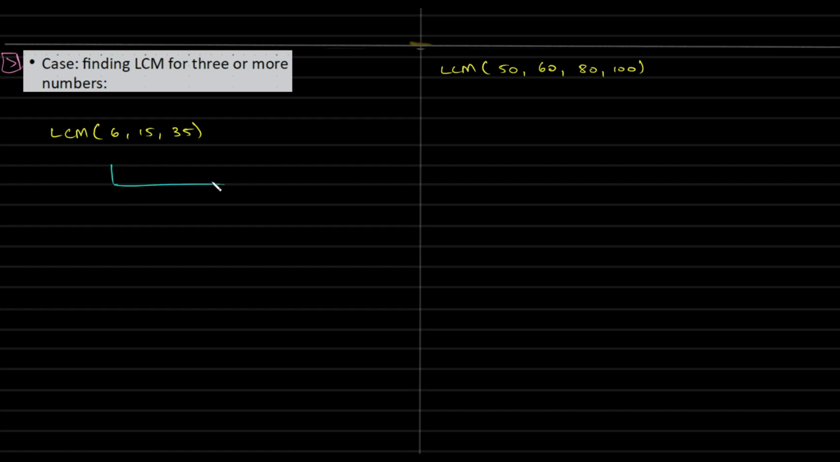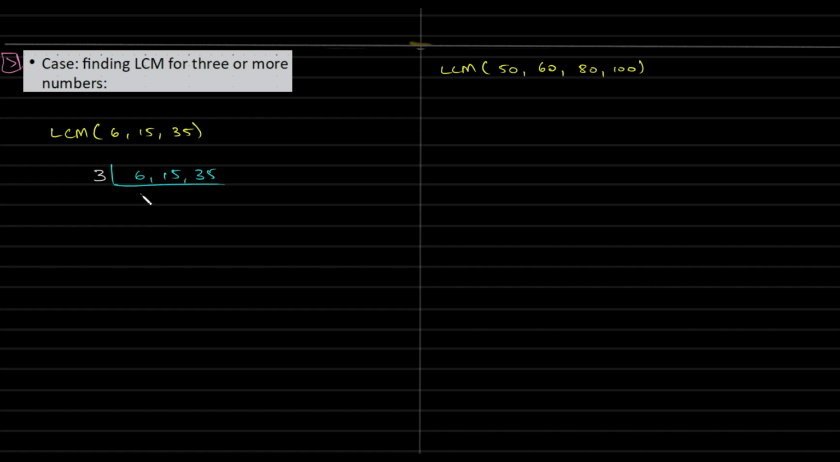So we have 6, 15 and 35, for which we have to find the LCM. See, for 2 numbers, it's kind of straightforward. When we have 2 numbers to find the LCM, it's straightforward. For 3 or more numbers, there's a condition that you need to satisfy. Till then, you won't be able to stop the process of division. So what is that condition? I'll explain. Let's start off with this problem.